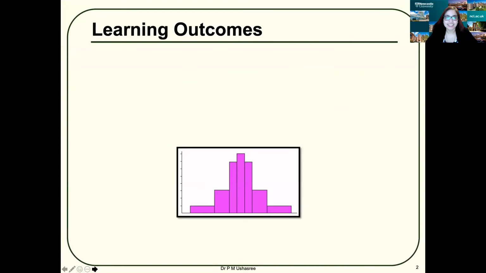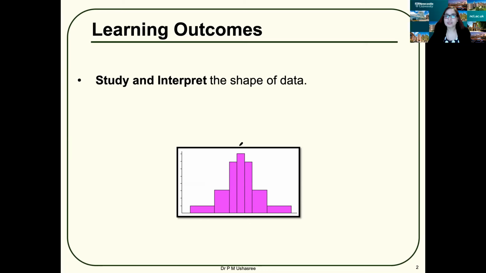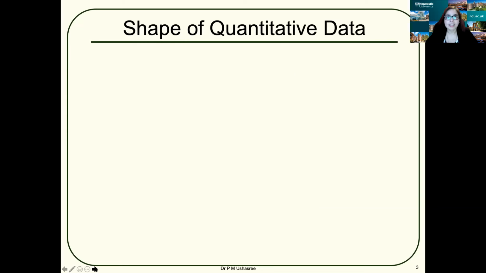So what we're going to see now is how to study and interpret the shape of the data. By just looking at this data, you clearly see that it is symmetrical data. If this is your median, the median is going to be the center. Sorry guys, it's not a straight line. The data is symmetrically distributed with respect to the median. So how are we going to study and interpret the shape of data?